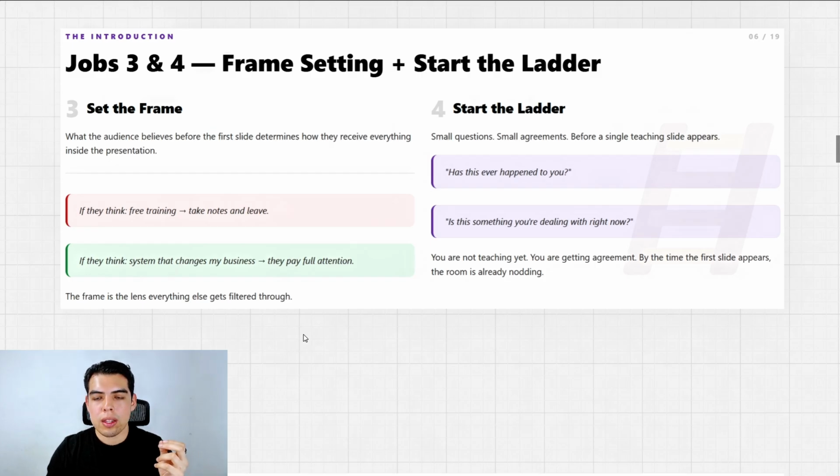This is where you tell them what they're about to see, why it matters, what they should be looking at as you walk them through it. Fourth, it starts a commitment ladder. Small questions, small agreements. You're not teaching yet, but you're getting agreement.